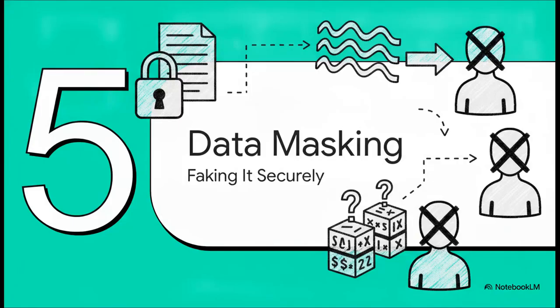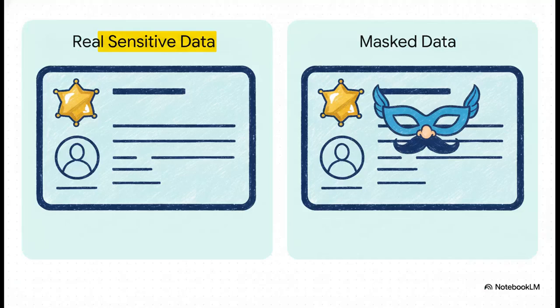And finally, Section 5, data masking, faking it securely. So the crucial point is how organizations handle data when they actually need to use it internally. This is a critical obfuscation technique used to protect personally identifiable information, or PII. Organizations often need to use real-world databases for software testing or running analytics, right? But they obviously can't expose actual customer data to developers or testers.